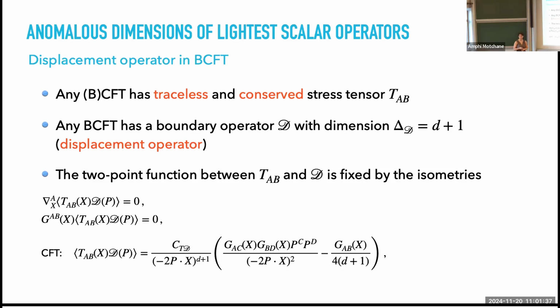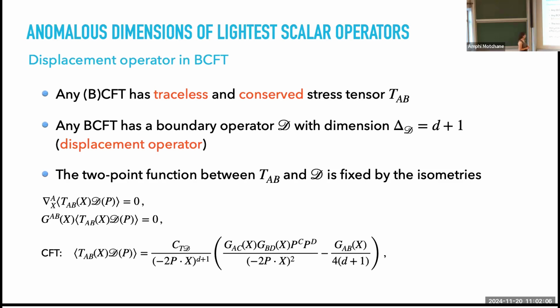Where is the CFT here? Because I thought we don't have a stress tensor on the boundary. Okay, now we are considering a BCFT, so a theory which is a CFT in the bulk. So we also have some CFT data at the boundary and some operators at the boundary, including the displacement operator. But here the stress tensor is the stress tensor in the bulk.